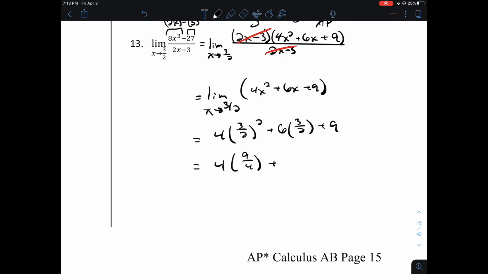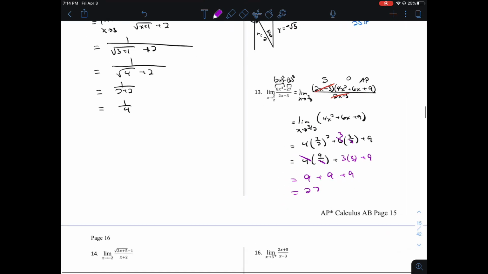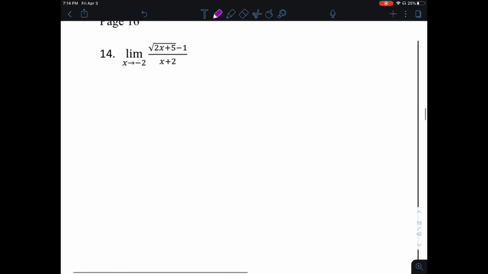We want to practice our algebra skills. By the way, 6 and 2, you can divide both those by 2. This is going to give us 3 times 3. Up front, 4 divided by 4, so we're going to have 9 plus 9 plus 9. That's 27. Backside, we got 4 more.